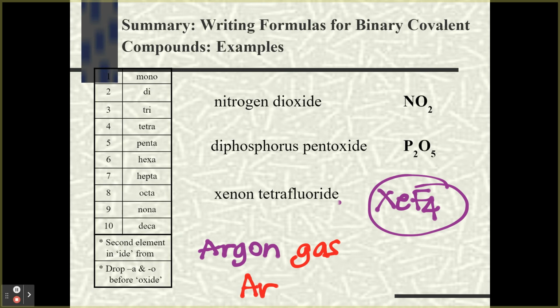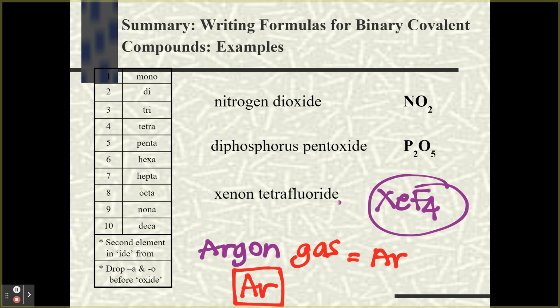Okay, so what will be the formula? It's just Ar. If it comes from the noble gas column, the noble gas group or family, just write down the symbol and that's it, Ar. See it? So argon, guys, is simply Ar.